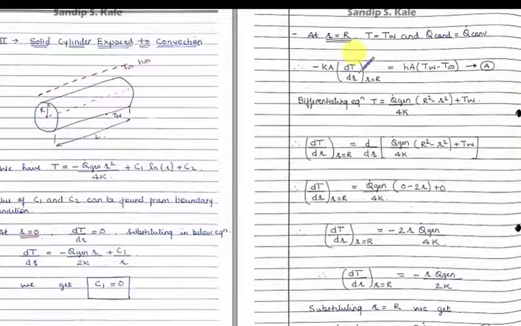Okay. So now what will we do? We will find the value of dT/dr at r equal to capital R. This is our task now.